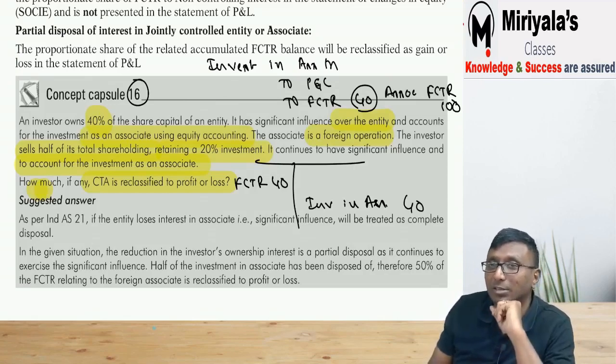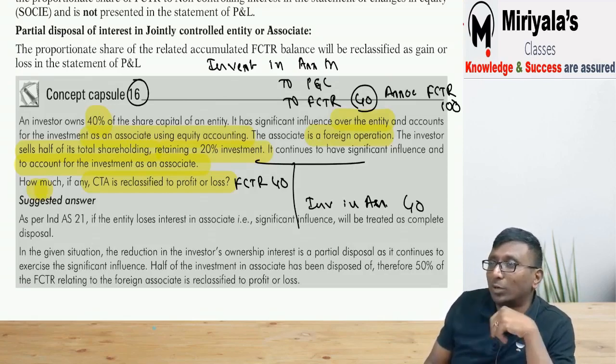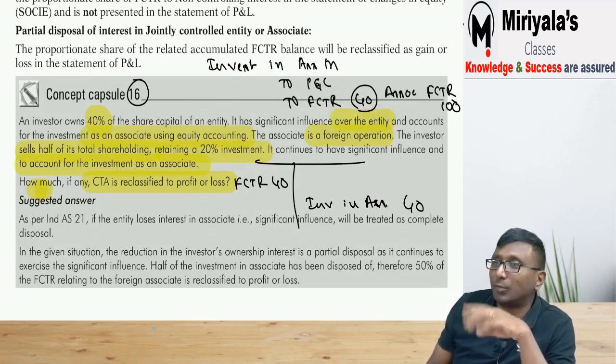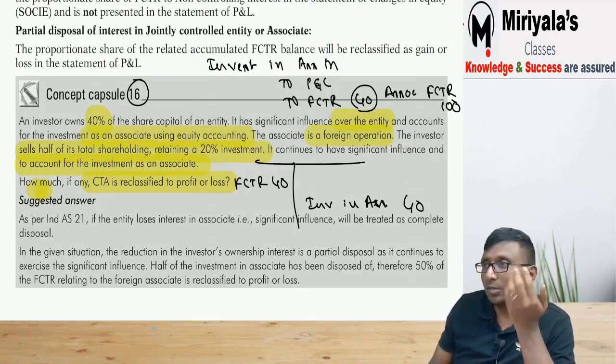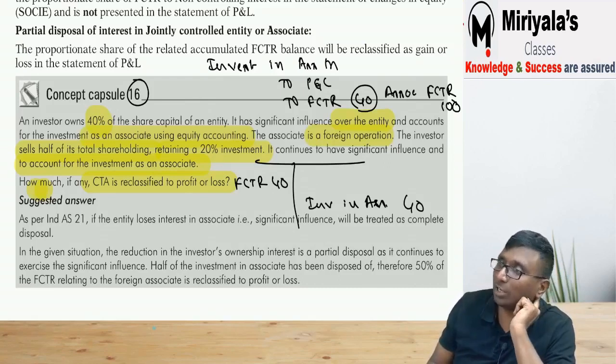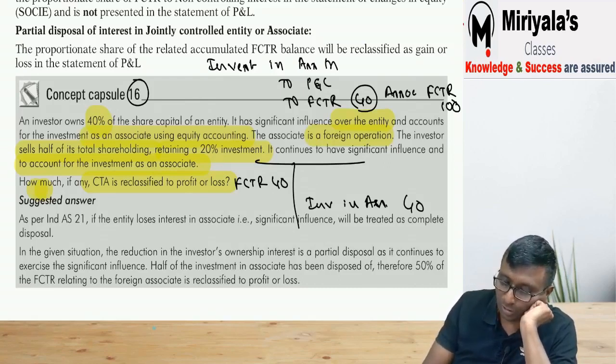But now what is happening? Your stake of 40 percent is reducing to what? It is reducing to 20. It is becoming 20, so what to do?